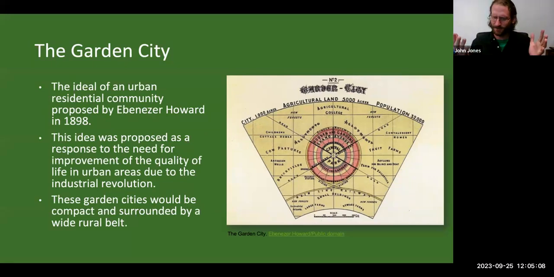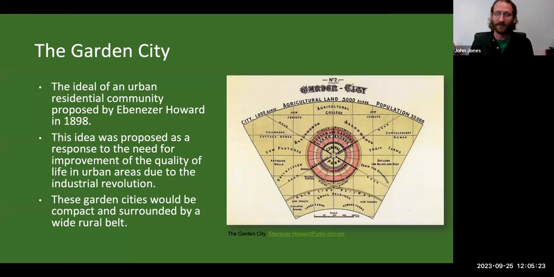So I wish that we could do a poll. Jillian, I don't know if you can do this or not, but I'm curious for everyone out there, have you heard of Ebenezer Howard's ideas on the garden city? I don't know if anybody wants to throw that in the chat or the Q&A or something like that, but I'm curious how many people have heard of Ebenezer Howard.